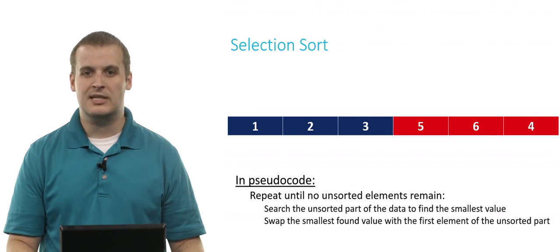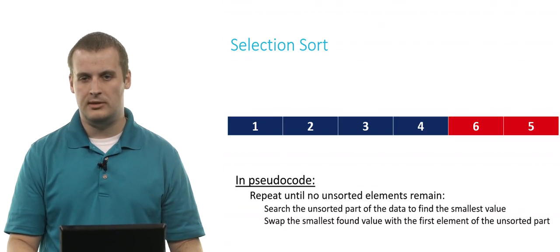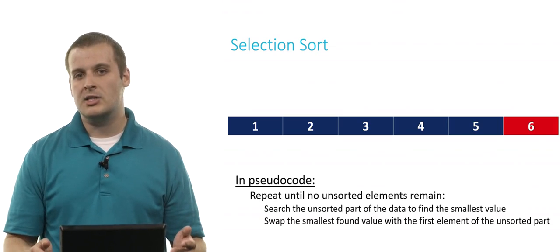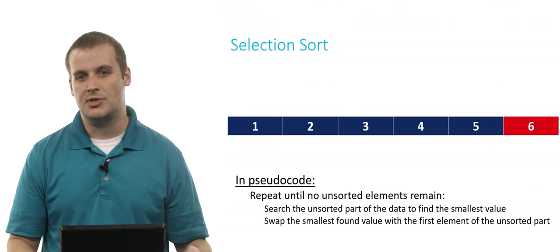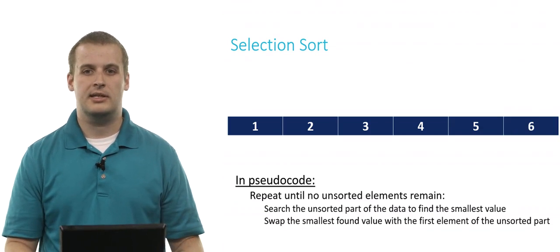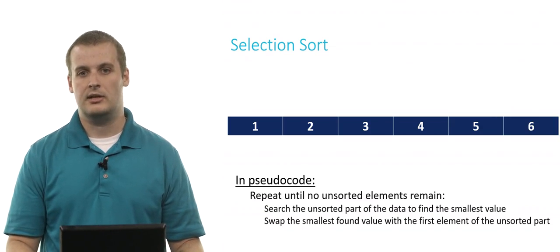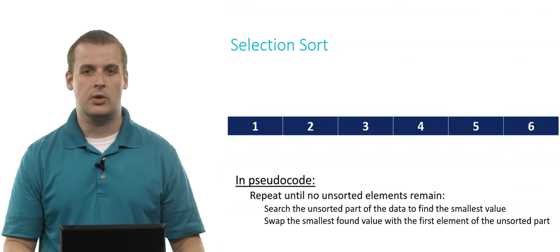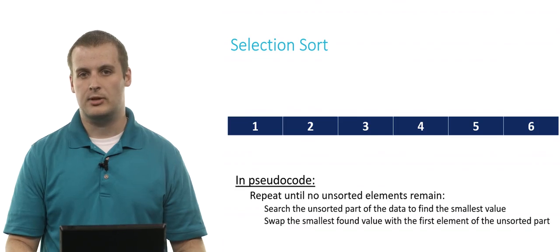We search through again. We find the smallest element is 4. We swap it with the first element of the unsorted part. And now 4 is sorted. We find that 5 is the smallest element. We swap it with the first element of the unsorted part. And now 5 is sorted. And then lastly, our unsorted part consists of just a single element. So we search through it. We find that 6 is the smallest and, in fact, only element. And then we can state that it is sorted. And now we've switched our array from being completely unsorted in red to completely sorted in blue using selection sort.